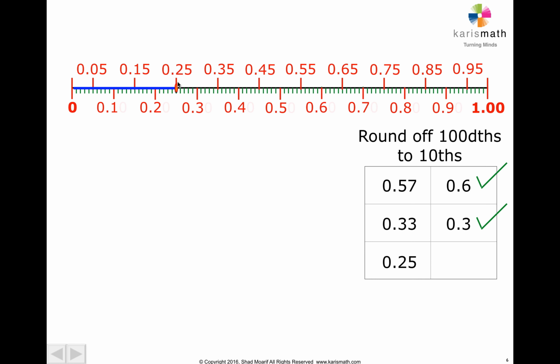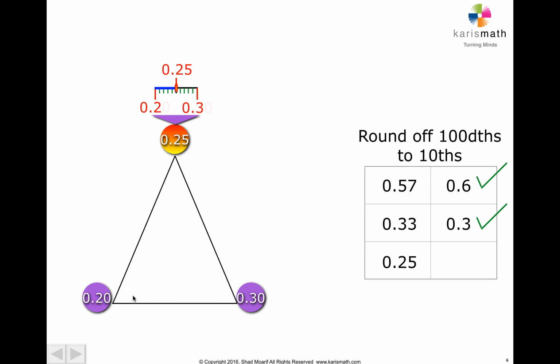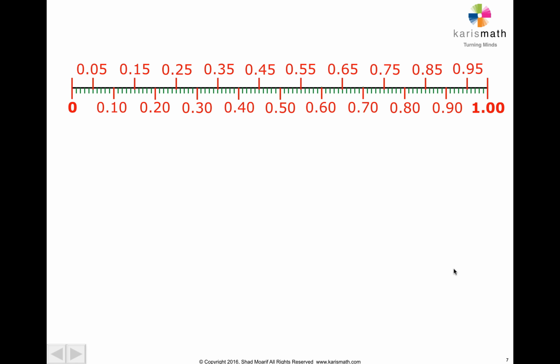Okay, let's take 0.25. Now that lies bang in between 0.2 and 0.3, doesn't it? So let's turn that into our little mountain. 0.20, 0.30, 0.25 at the peak. We know it rolls forwards, so this will go on top there and roll down to 0.3, and that's your answer. So 0.25 rounds off to 0.3 or 3/10. That's how we do these questions.